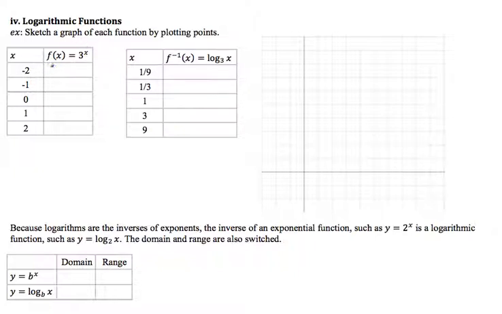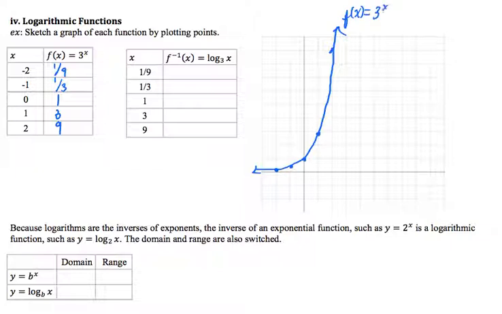3 to the minus 2 is 1 over 3 squared, which is a ninth. 3 to the minus 1 is a third. 3 to the 0 is 1. 3 to the 1 is 3, and 3 squared is 9. Plotting those points looks about like this. Okay, so there is f of x equals 3 to the power of x. That's the exponential function. Now let's look at the logarithmic function.